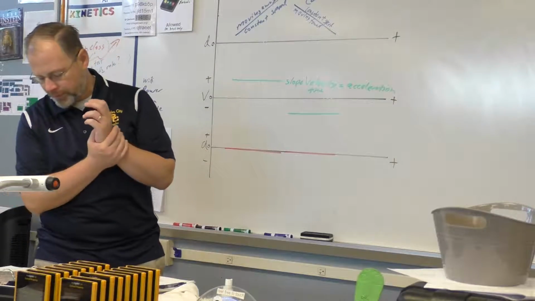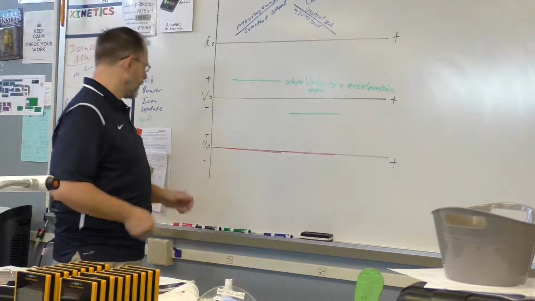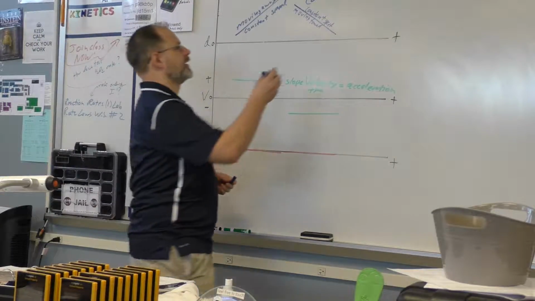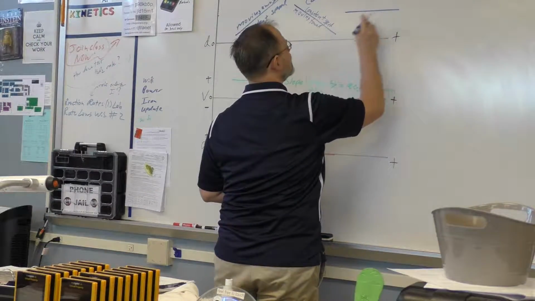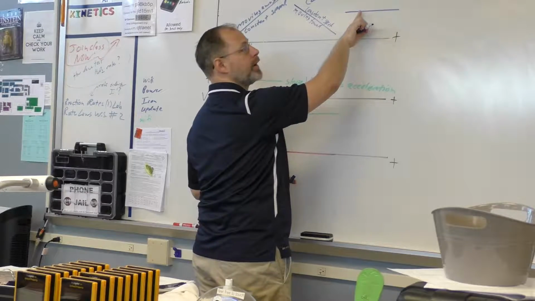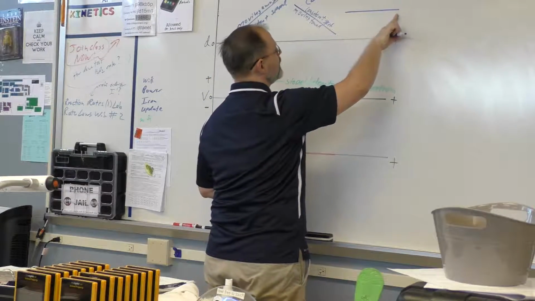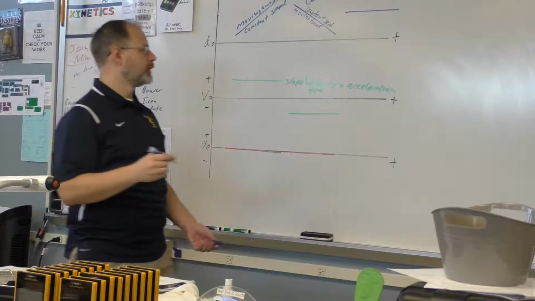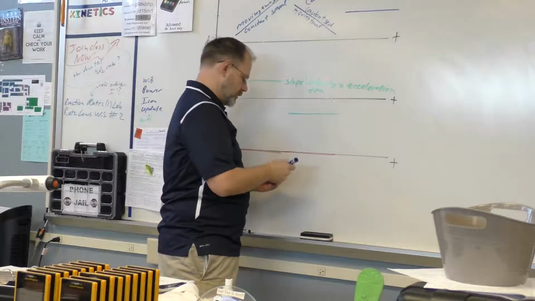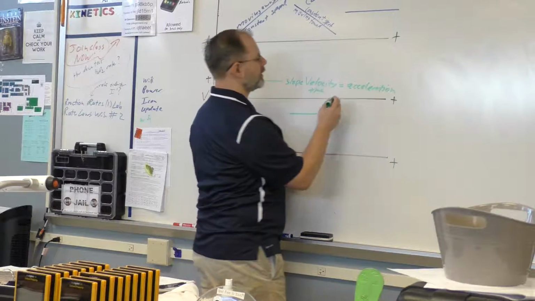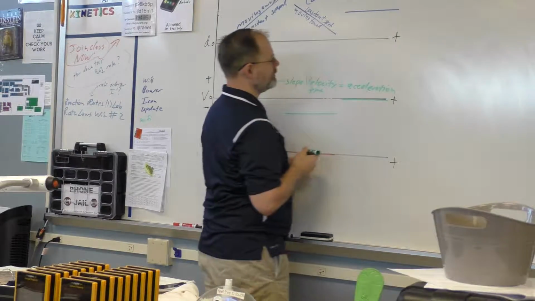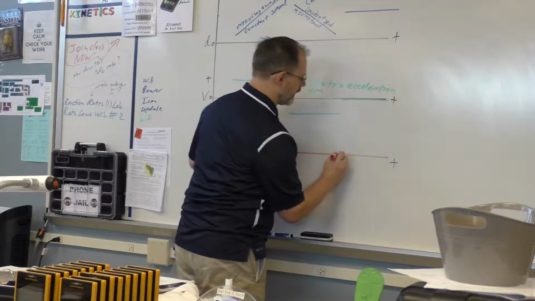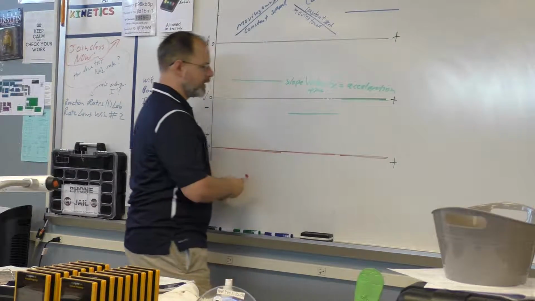And the last one says, not moving. What is not moving going to look like on the displacement time graph? Horizontal line, yeah. Not moving means at every point in time you're that far away, and you're still that far away, and you're still that far away. What is the slope of that line? Zero. So what is the velocity going to look like? Horizontal at zero, like that, right? And what's acceleration going to look like? Horizontal at zero. All right.